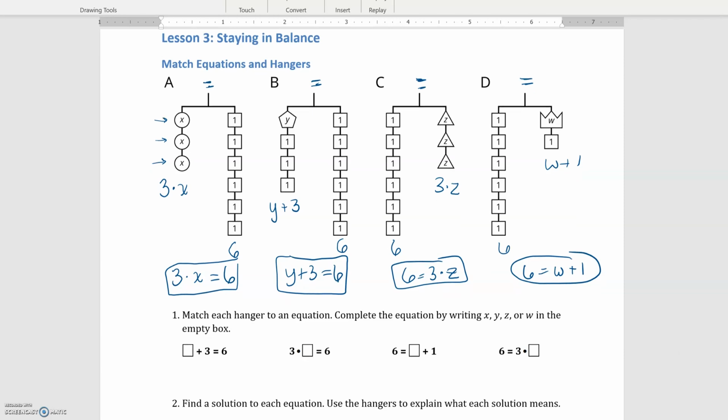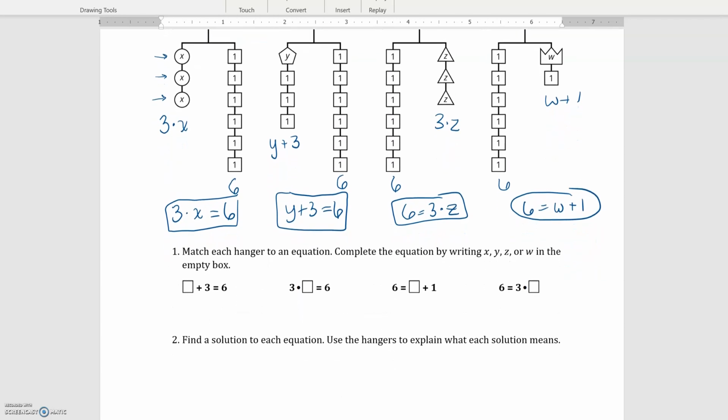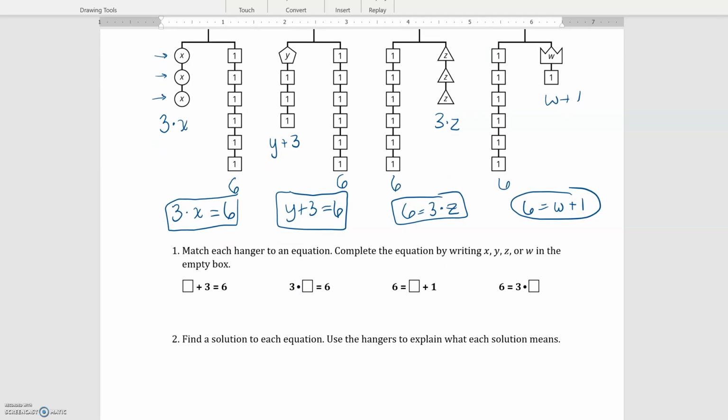So let's now use that thinking to help us look at the two questions below. It says match each hanger to an equation and complete it by writing x, y, z, or w in the empty box. So we're going to think about what matches what. So something plus 3 equals 6. That looks like it's the second one, B. So therefore this one would be y.